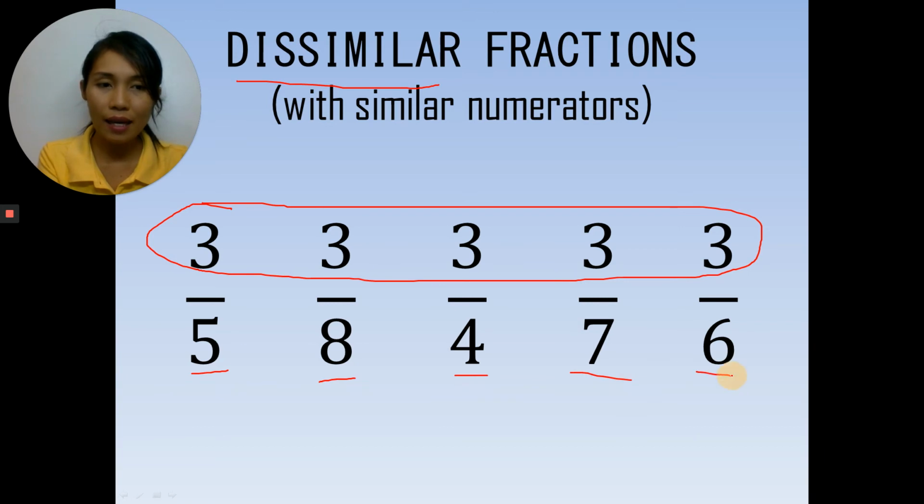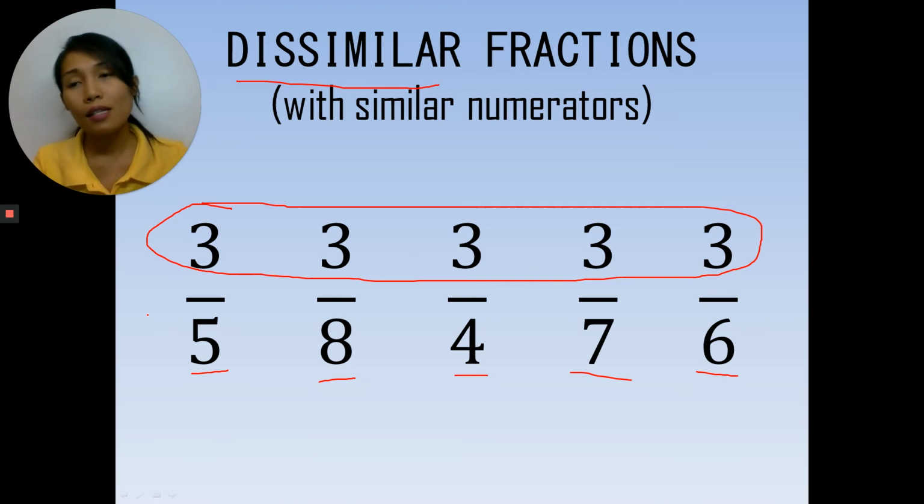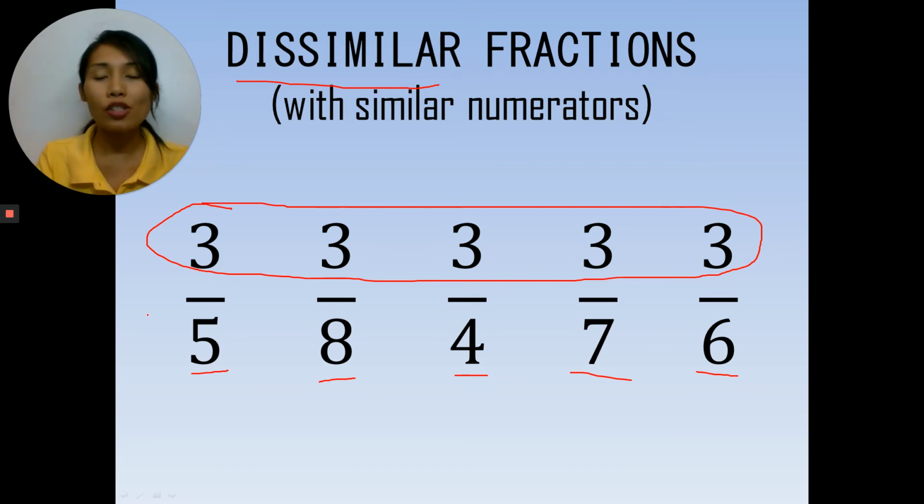Okay, as I've said, never mind the numerator. Even if the numerators are all equal or not, as long as the denominators are not the same, then that is a dissimilar fraction. Okay, so in here, when all the numerators are the same, we can identify which fraction is smallest by just looking at their denominators.